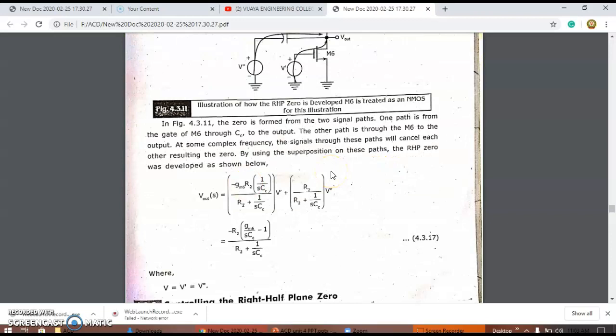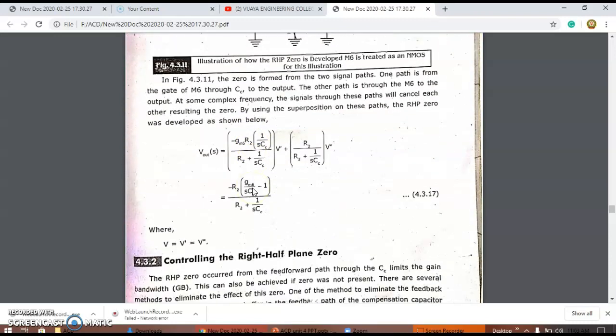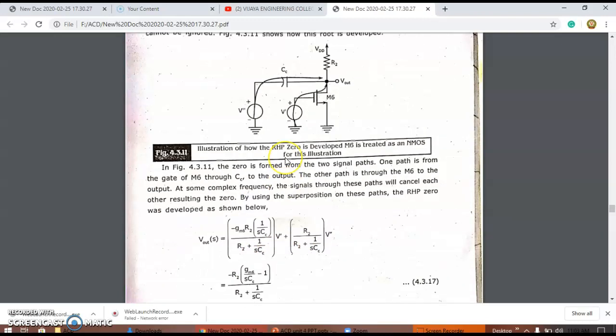You can see that by using the superposition path, for the RHP zero, we will be taking the V out by using superposition. You can just note down these two equations, the V out equation.